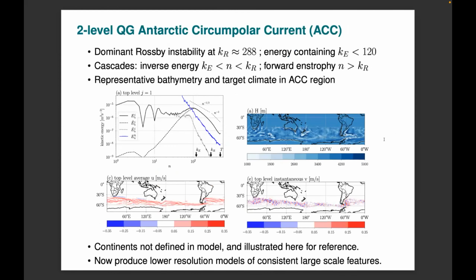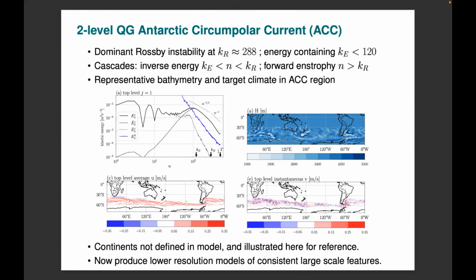So to illustrate the flow configuration that we're going to look at today, whilst it is a global ocean configuration, it's, if you like, an aquaplanet, and we're primarily interested in the Southern Ocean, specifically the ACC region. So we only have bathymetry defined within this ACC region, and that climate that we're nudging toward is also only defined in this region. Some of the key parameters are the dominant wave number. The wave number at which baroclinic instability is centered, dominant, is here at Kr. This is effectively set by that FL parameter on the previous slide.